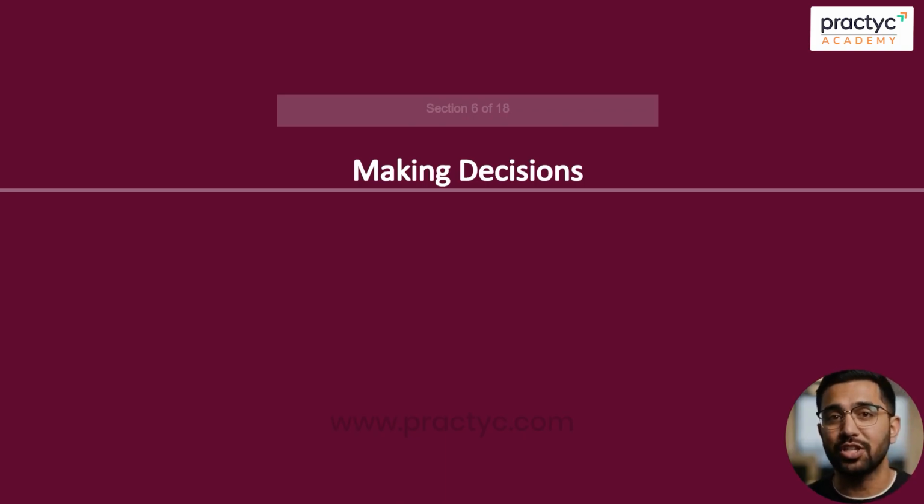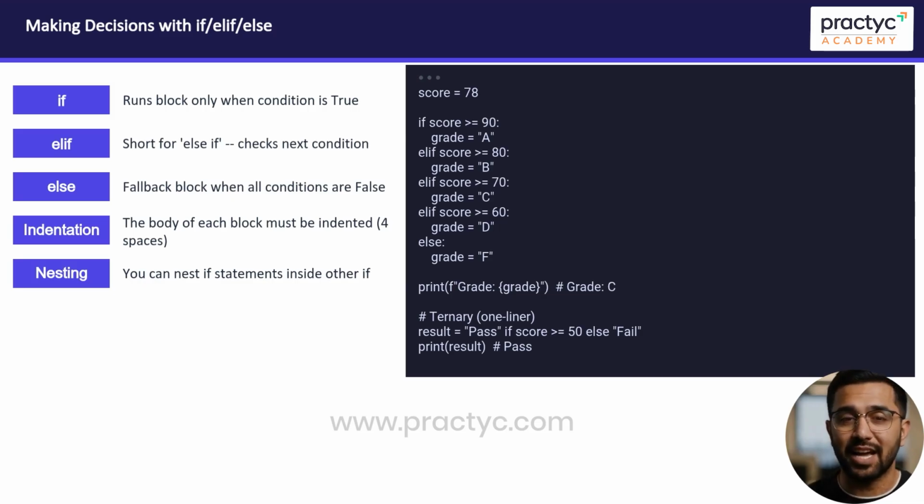We'll explore how to use conditional statements to control the flow of your programs. In decision making with if elif else, if executes a block when its condition is true. Elif checks subsequent conditions, while else serves as a fallback. Proper indentation is crucial. You can nest if statements. For example, a score of 78 results in a grade C.